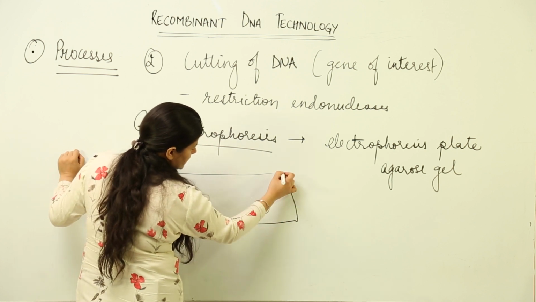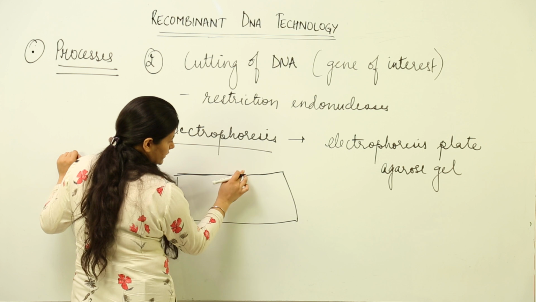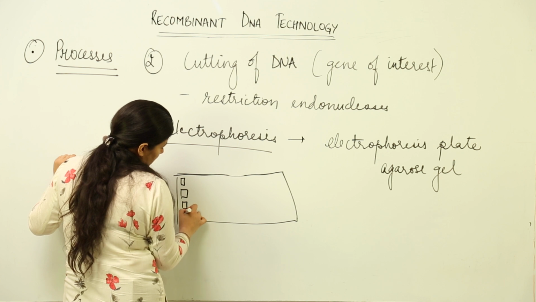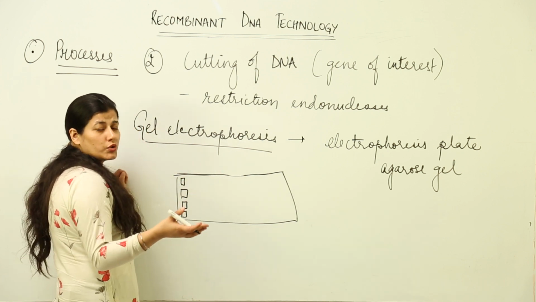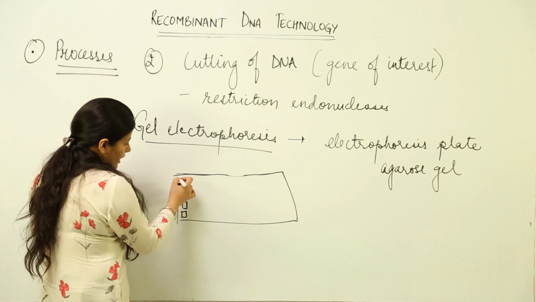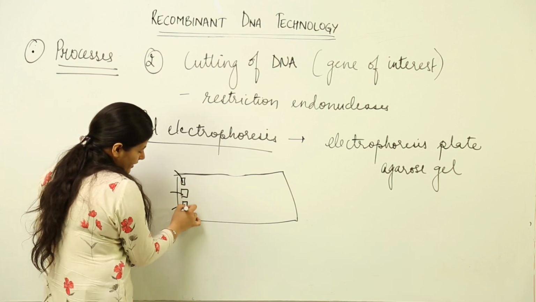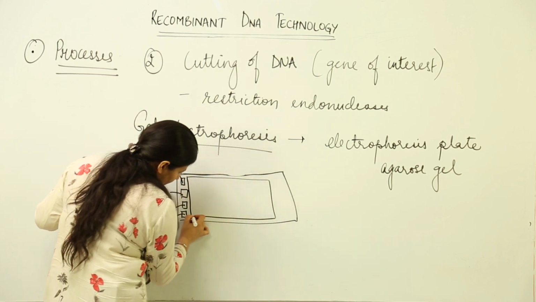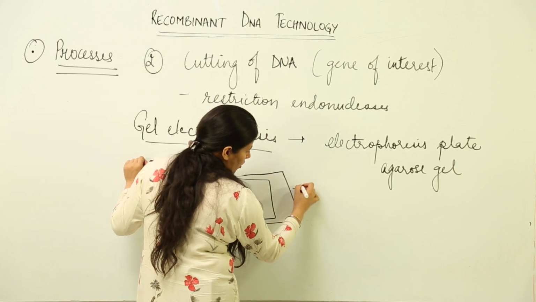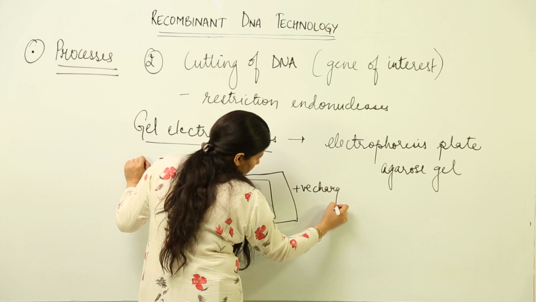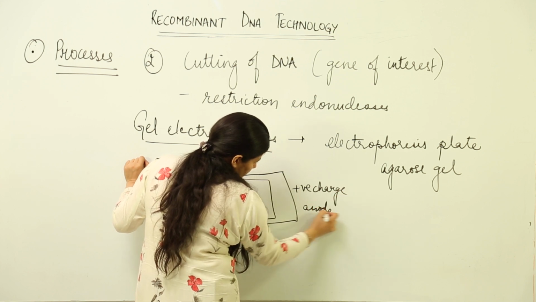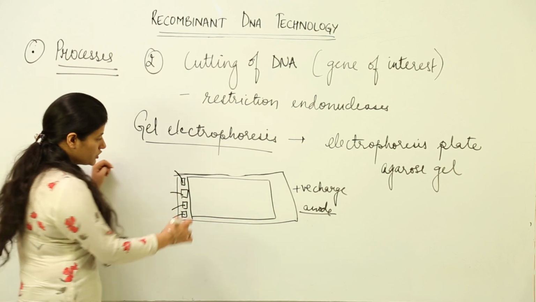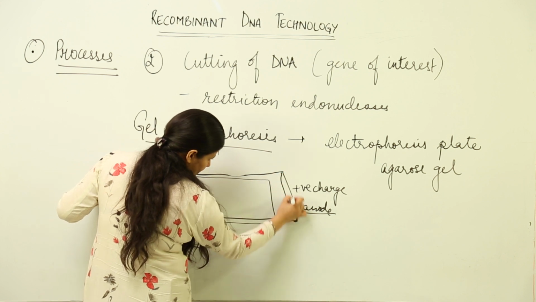You know, DNA is a negatively charged particle, right? Over here we have small wells in which the DNA, which has been subjected to restriction endonucleases and cut, is put. The DNA is added into these wells. Here we have the agarose plate, and at the other end we have a positive charge. That is the anode. Now the DNA when added over here, due to its affinity towards positive charge, would move towards this end, the anode.